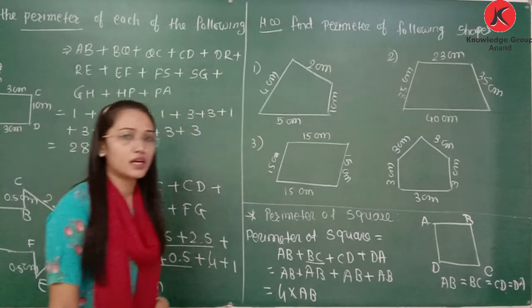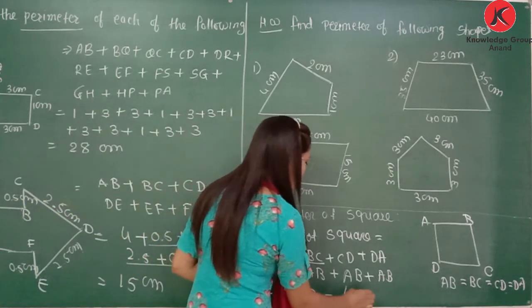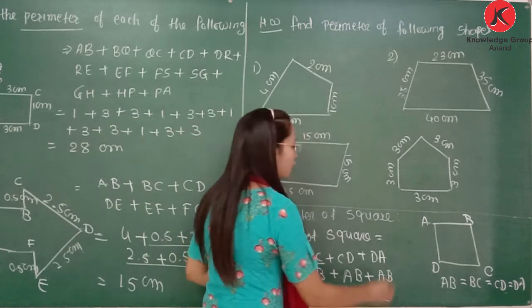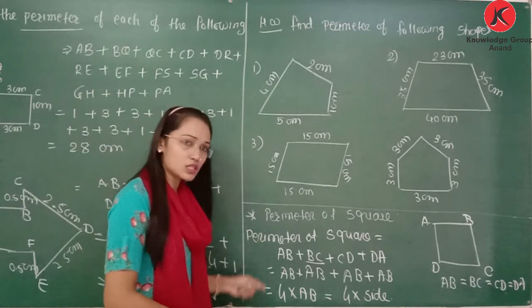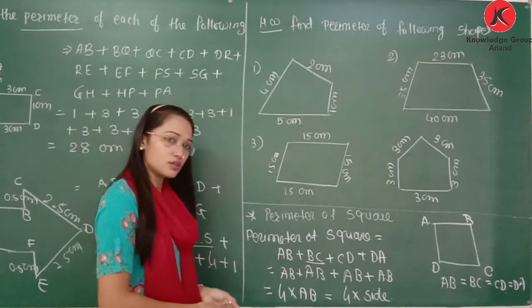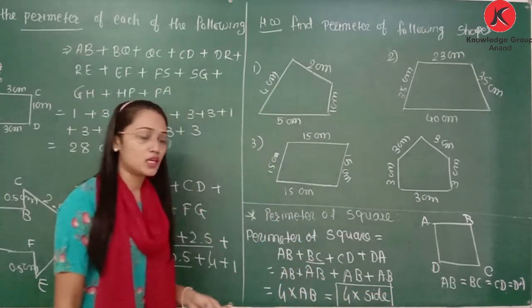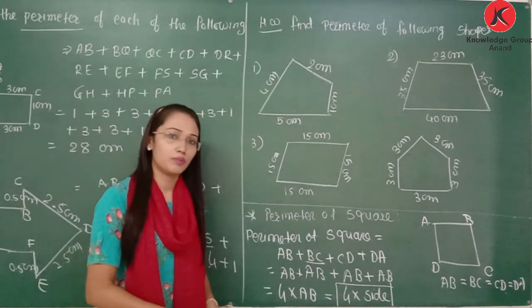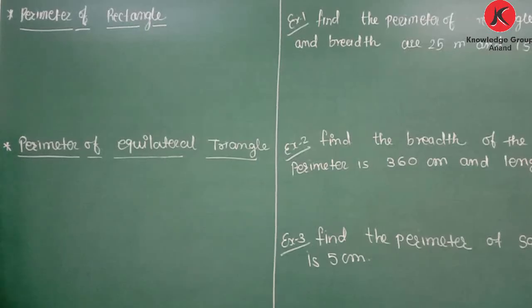So if we consider AB in general, the perimeter of a square is 4 multiplied by side. If you multiply the length of the side by 4 for a square, you will get the perimeter of the square. So this is the equation that you need to remember. Perimeter of square is 4 into side, or you can say 4 multiplied by length. Now what is the perimeter of a rectangle?